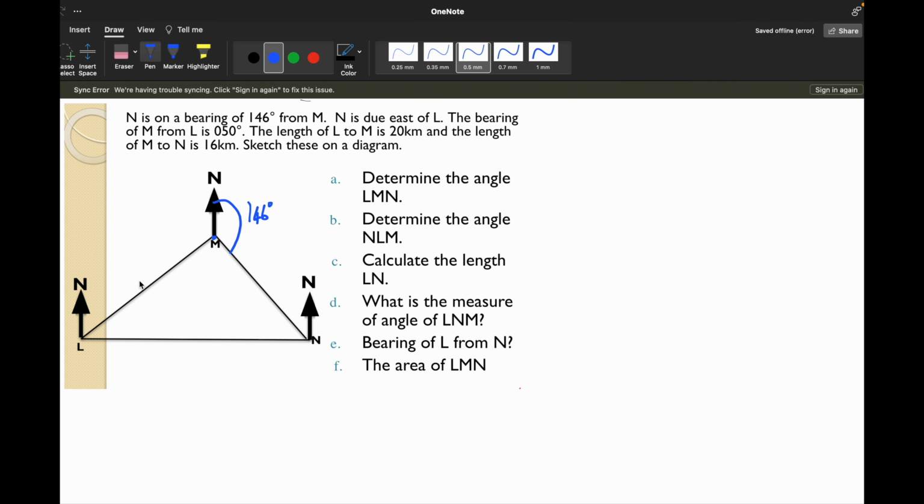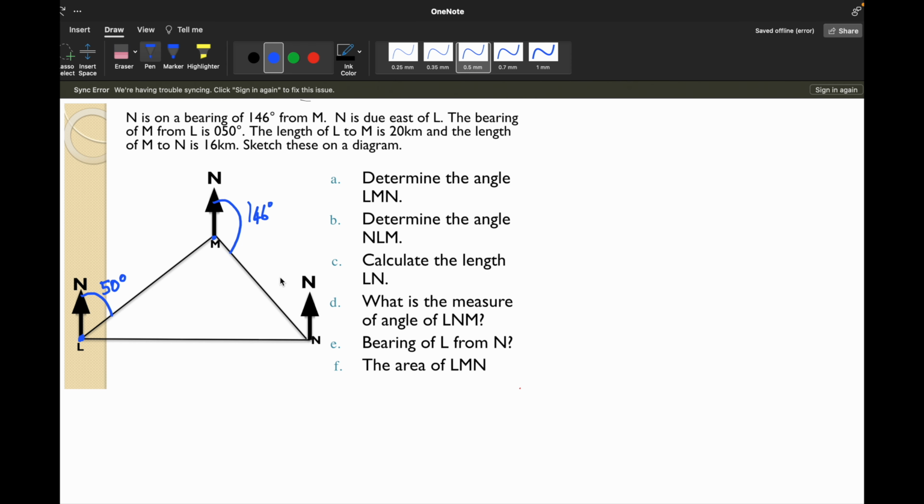Now the next part says the bearing of M from L is 50. So my starting point, it says from L. So I'm starting from L and I'm going to M. So then the bearing would be right here, which is 50 degrees. Now the cool thing about this due east is that I could figure out what this angle in here is. So who could tell me what this angle in here would be because of the due east? 40. Excellent.